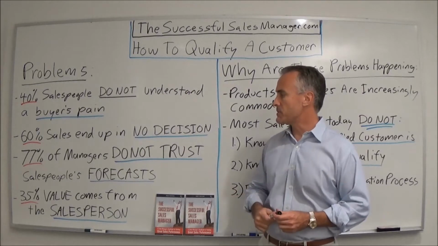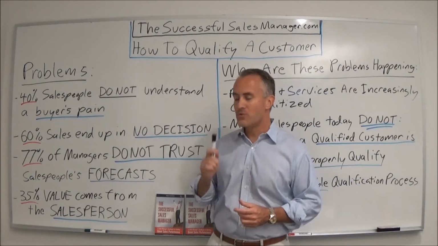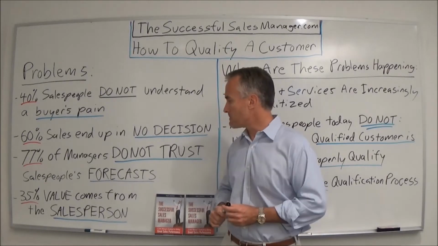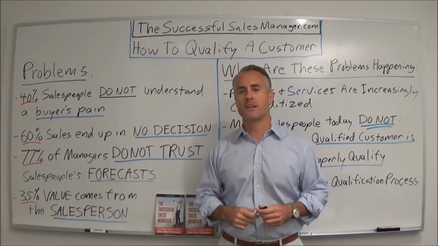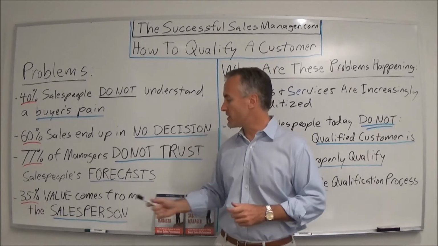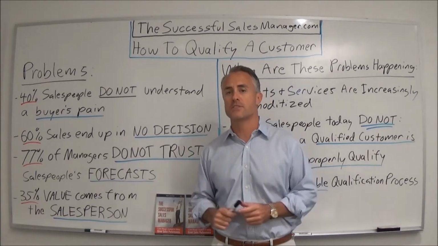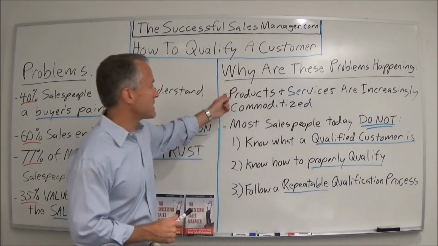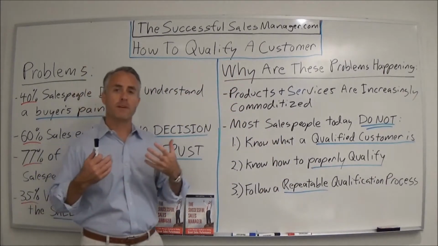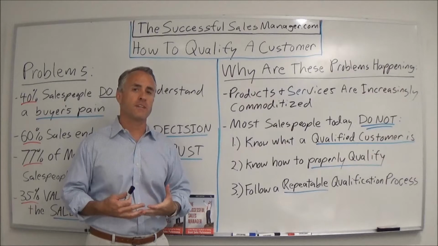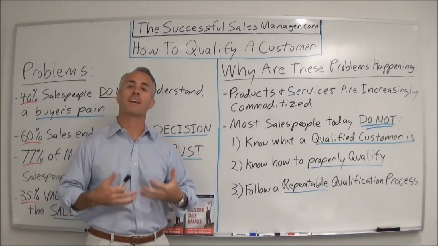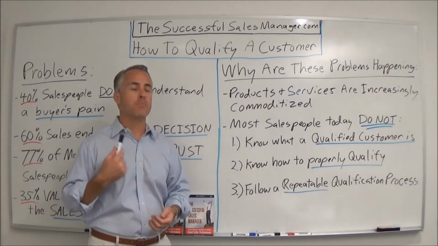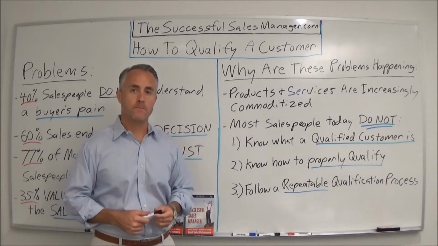We also know that 77% of sales managers do not trust the forecasts that are provided to them by their salespeople. And we also know that 35% of the value in the sales process actually comes from the salesperson, not from the products or services that they're selling. So why are these problems happening today? The first problem is that the products and services that we sell are increasingly becoming similar and commoditized. Therefore, how you sell is actually becoming more important than what you sell.